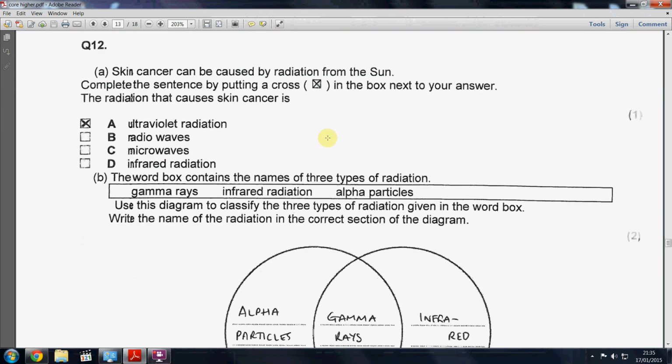Okay, skin cancer can be caused by radiation from the Sun. The radiation that causes skin cancer is, well, again, it's one of these that you just need to know, and it's ultraviolet. It's ultraviolet radiation you are filtering out when you put sun cream on your body.